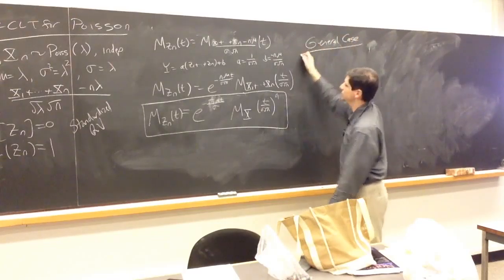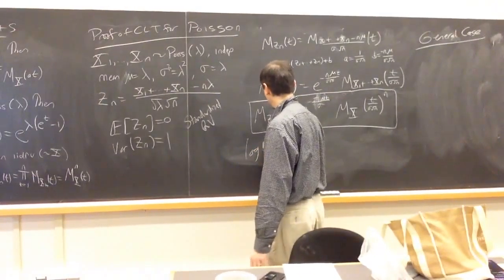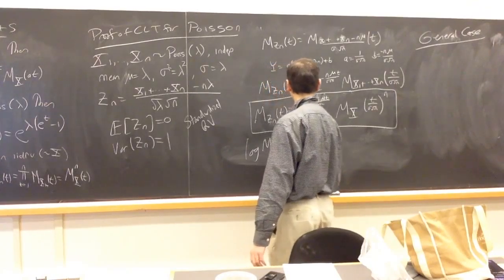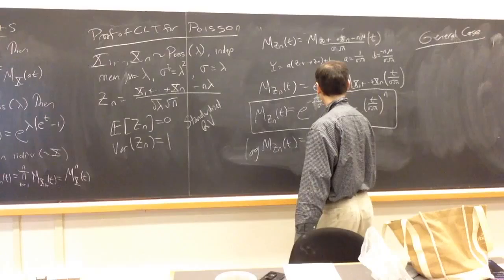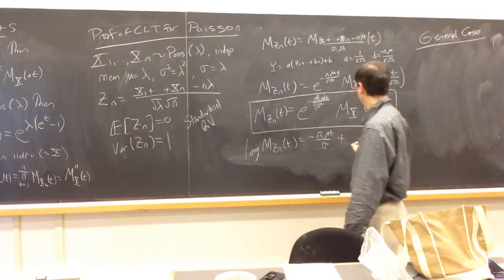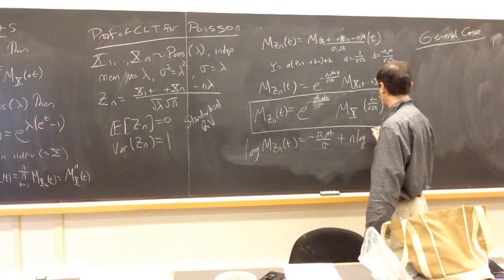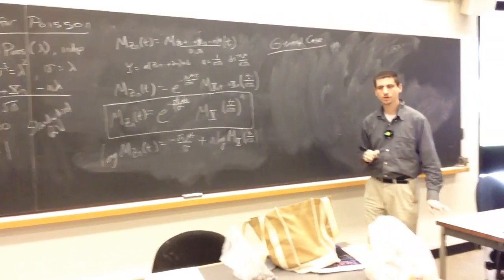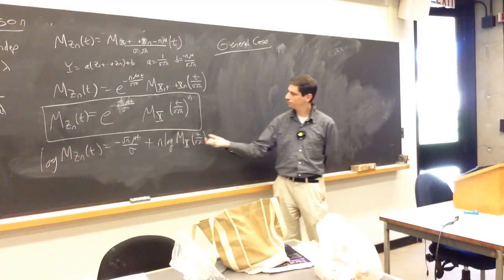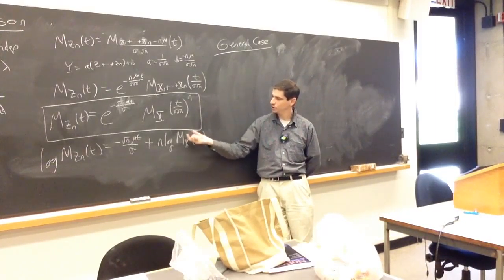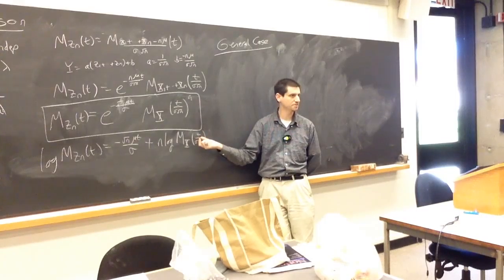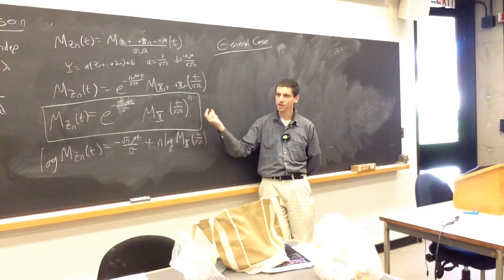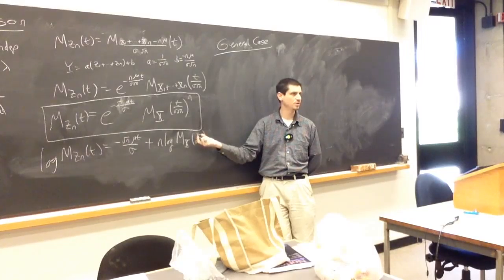So now, if we're doing the general case, now we'll do logarithms. The log of the moment generating function of t is going to be square root of n mu t over sigma plus n times the log of the moment generating function at t over sigma square root of n. Now, approximately, when n is really, really large, what is the moment generating function being evaluated at? We're evaluating it at 0. The moment generating function at 0 is 1. The log of 1 is 0.